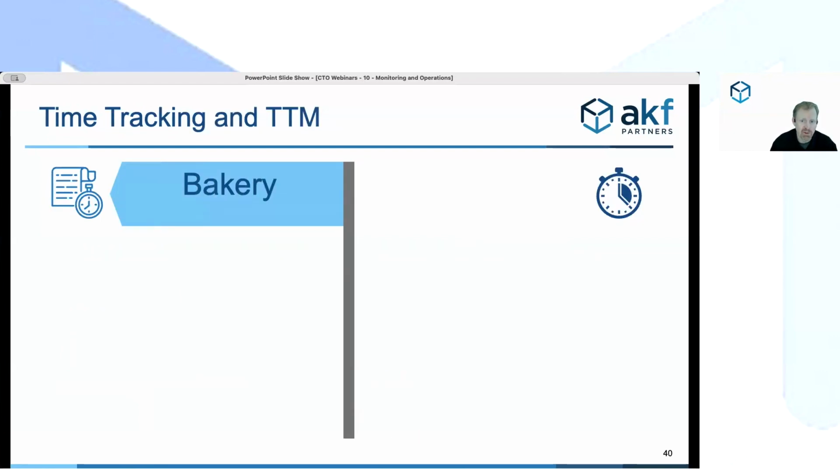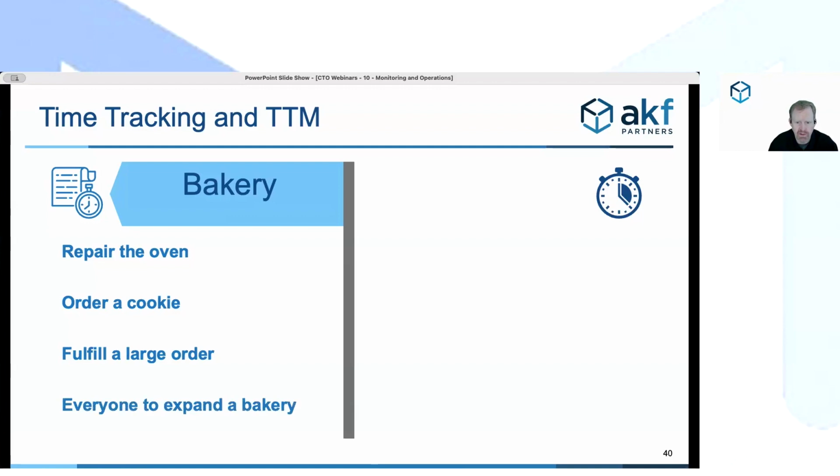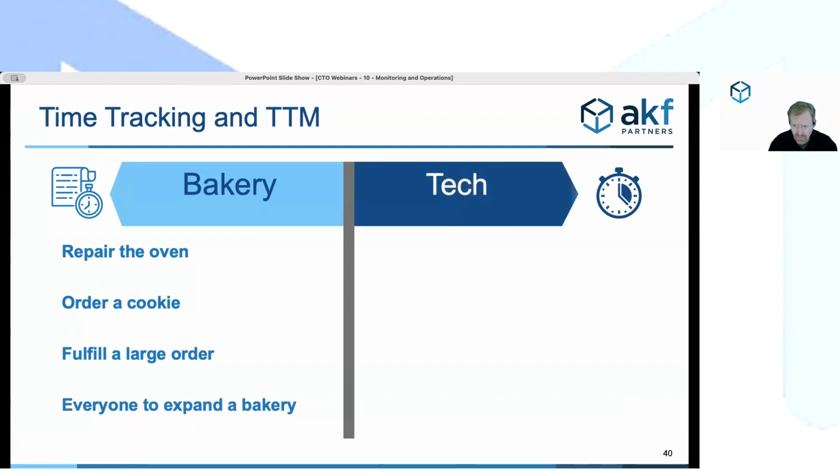Oh, I forgot, there is an important one. This is pretty common though in service management, which is time tracking. In the bakery world, you're trying to track the time to repair the oven, order a cookie, fulfill a large order. These are all very different ones, or even time if you want to expand something. In the tech world, you might have timesheets.